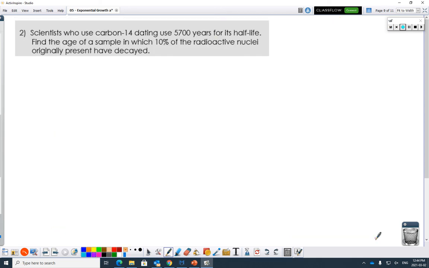One more before the break. Yes, scientists who use carbon-14 dating. I didn't think I did this question separately. No, I was so confident I didn't even do it. Okay, scientists who use carbon-14 dating use 5,700 years for the half-life. Find the age at which 10% of the radioactive material has decayed.